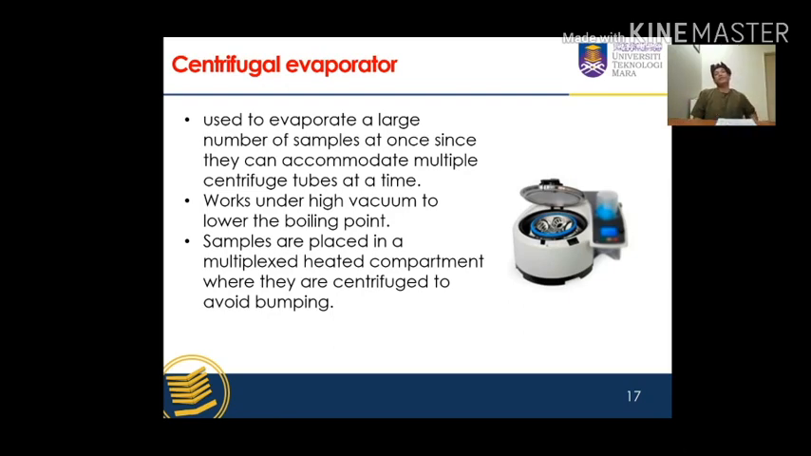Okay, the other type of solvent evaporator is the centrifugal evaporator. A centrifugal evaporator is a great way to evaporate a large number of samples at once, since it can accommodate multiple centrifuge tubes at a time. Just like a rotary evaporator, a centrifugal evaporator also works under high vacuum to lower the boiling point. However, instead of rotating the glassware, the samples are placed in a multiplex heated compartment where they are centrifuged to avoid bumping.